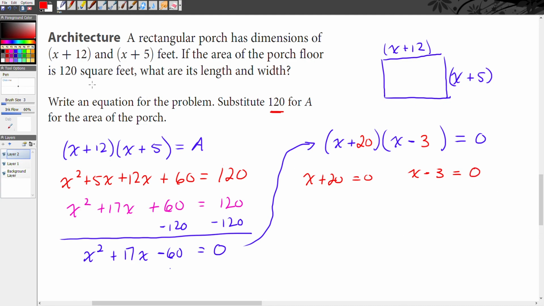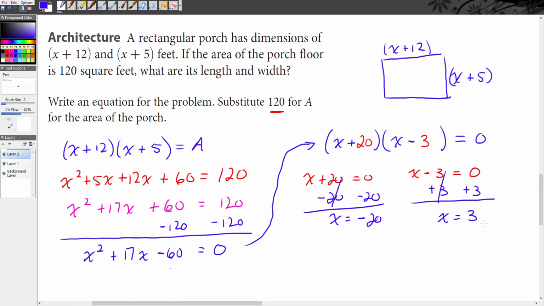And we solve both of these equations. Here, I would have to subtract 20 from both sides, and I get x equals negative 20, and here I would have to add 3 to both sides, and I get x equals 3.